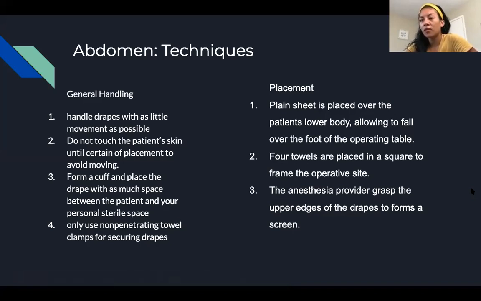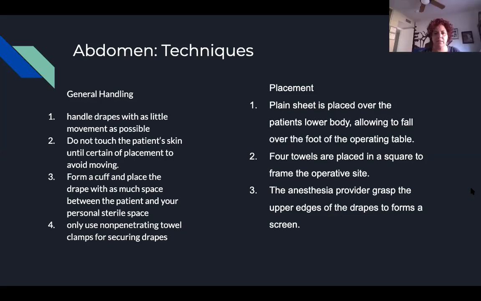And then for techniques of placement for the abdomen, you have plain sheets in place over the patient's lower body, allowing them to fall over the foot of the operating table. And then you have those 4 towels placed in a square to frame the operative site in the squaring off position that Ms. Windsor was talking about. And then you also have another drape that the anesthesia provider uses to create a screen that's draped over their neck area, pretty much.